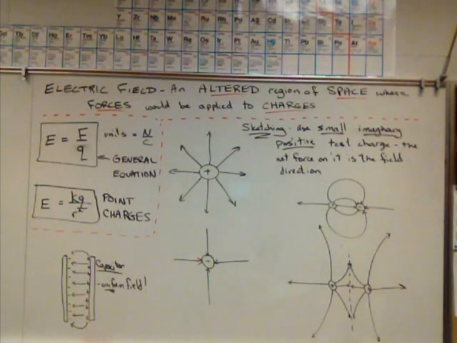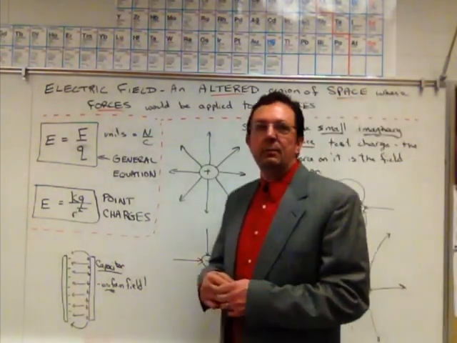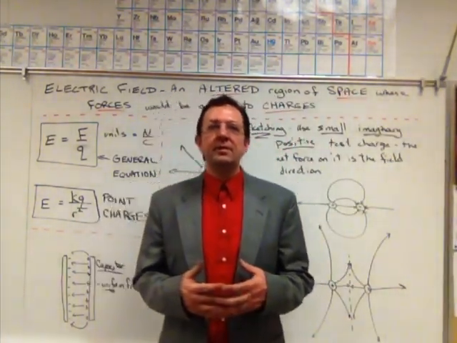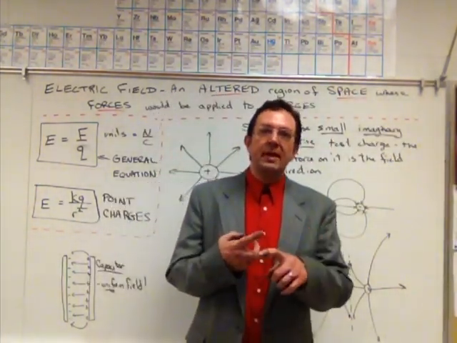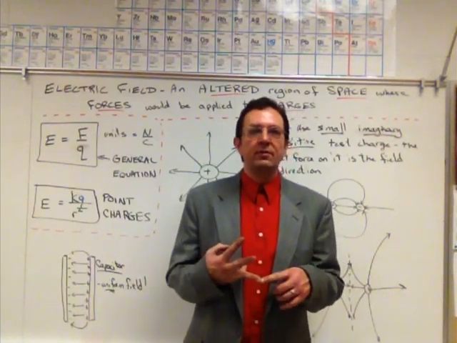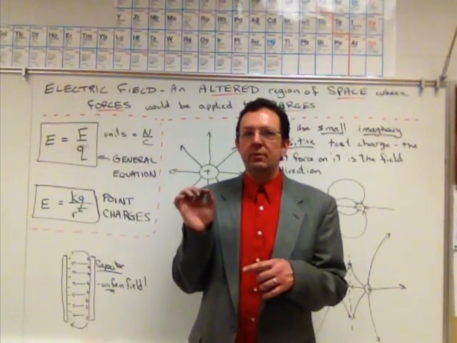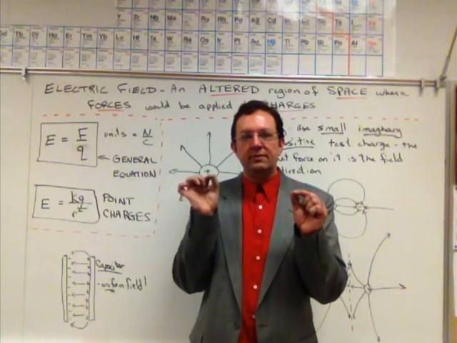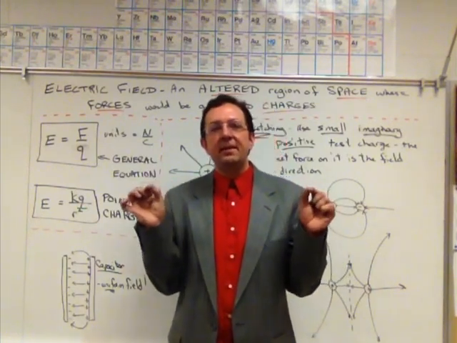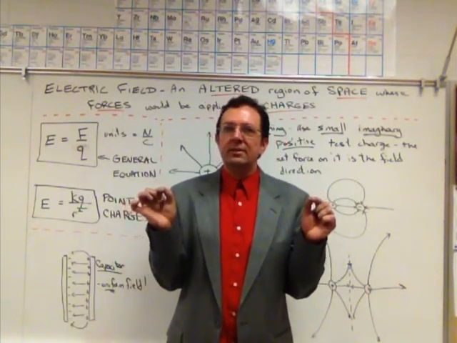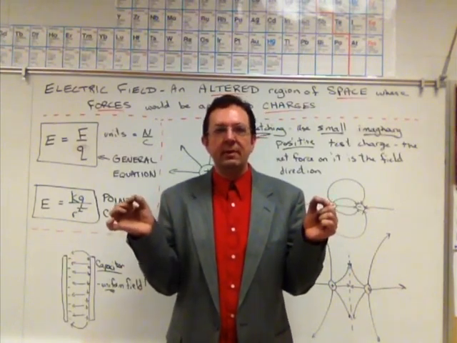Electric field is defined as an altered region of space where forces would be applied to charges placed in that space. This was an idea that was developed in the mid-1800s to deal with the gravitational forces, magnetic forces, and electric forces that seem to be applying forces from object to object a significant distance away, and they couldn't explain it at the time with the given information they had.